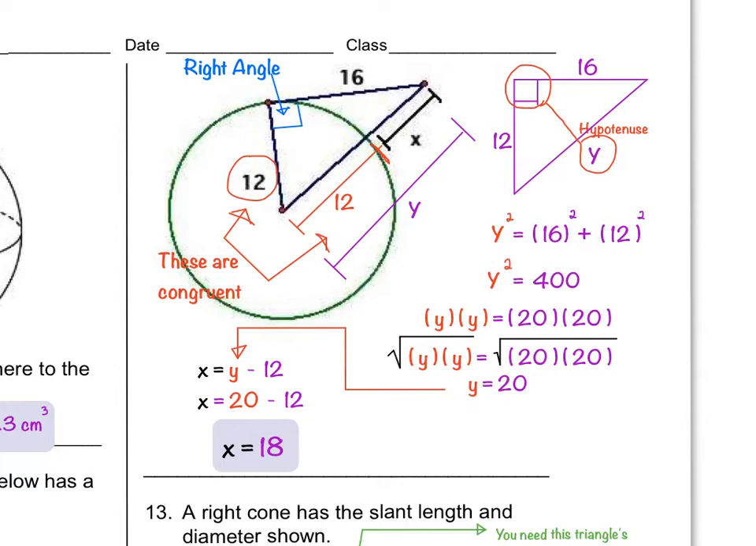Now I found my y. That means this whole length here is 20. But I don't want to know that whole length. I want to know this little piece. So if you can tell, all I need to do is take off the 12. So I'm going to take 20 and subtract 12, and that should give me my x. So that means x is 8.